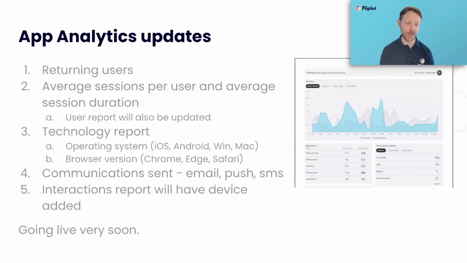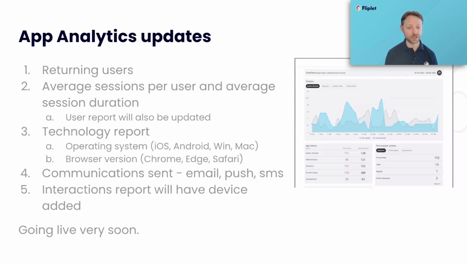So we've been working on app analytics updates for a while. This is going to be going live very soon, by the way. We're going to be adding a couple of additional data points. We're going to be adding returning users, average sessions per user and average session duration. We're going to be adding information about what type of operating system and browser people are using. We're going to be adding in what types of communications were sent by your app, so you can see how many notifications, emails, or SMSs your app sent, or text messages, depending on where you are in the world.